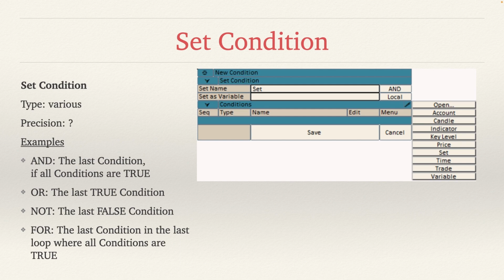If it is a NOT set, then it returns the value of the last condition that fails evaluation. Usually this means that it's returning no value because most conditions do not return a value when they test as false. But as we just saw, the price condition only returns its value when it's false. So if a price condition is the last condition in a NOT set and it evaluates as false, then the NOT condition will return as true and it will return the price condition's value. If this is a for set, then the set condition will return the value from the last condition in the set for the last loop where all conditions evaluated as true.